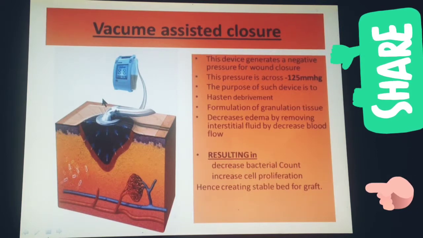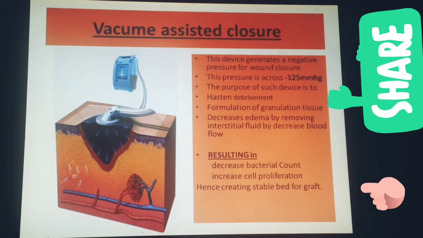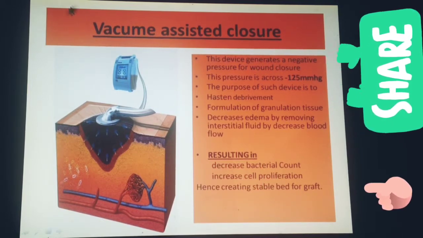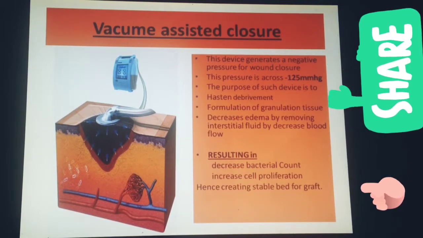Then, how do we close a wound? We close those wounds which are stubborn and have a constant tendency to accumulate abscesses. We use a device known as vacuum assisted closure. This device generates a negative pressure for wound closure. The pressure generated by this device is approximately minus 125 mmHg.